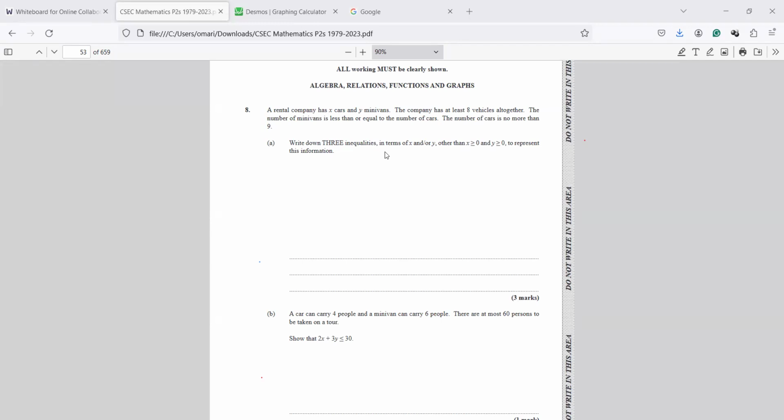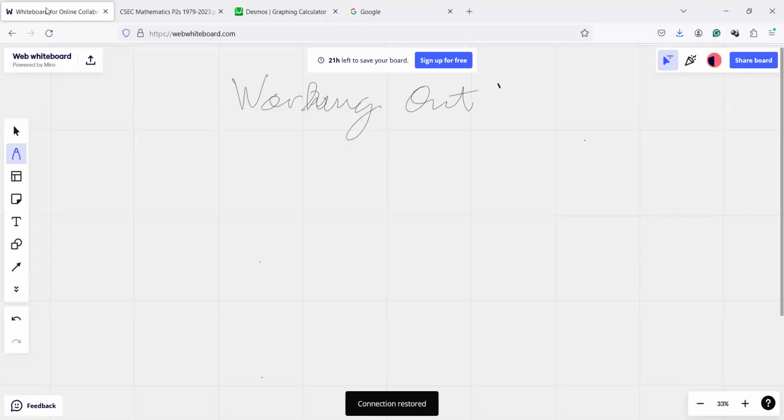So it says write down 3 inequalities in terms of X and or Y other than those to represent this information. The first part says a rental company has X cars and Y minivans. The company has at least 8 vehicles altogether, either minivans or cars. So it's going to be X plus Y greater than or equal to 8.